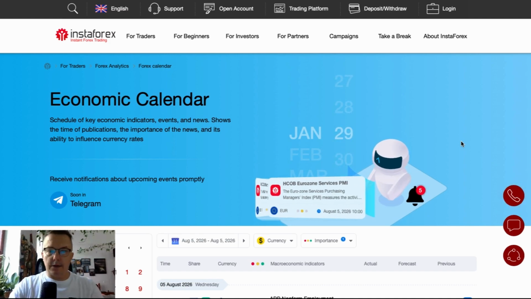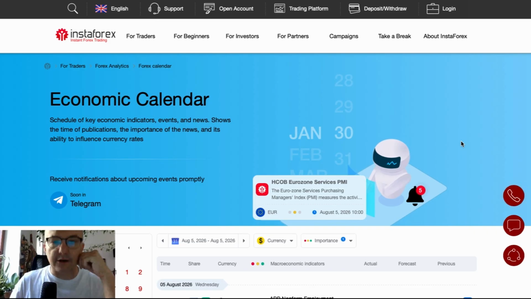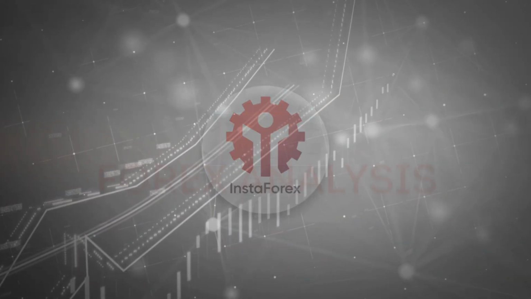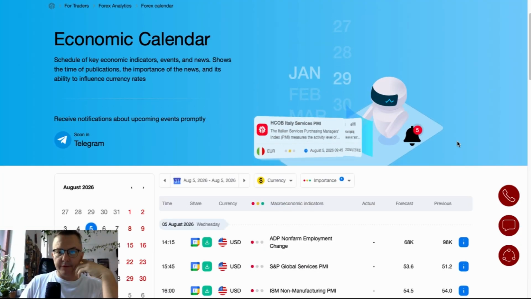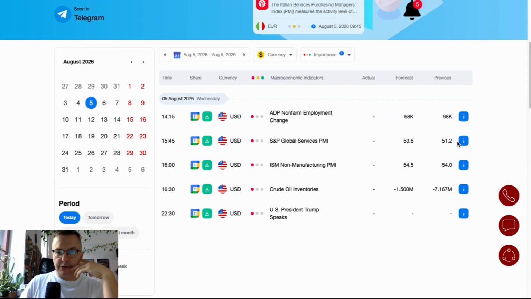Today is Wednesday, August 5th, 2026. Let's take a look at the economic calendar for today. What do we have here? ADP non-farm employment change scheduled for release at 2:15 from the USA. S&P Global Services PMI data scheduled for release at 3:45, and at 4 o'clock non-manufacturing PMI data are scheduled for release. 30 minutes later, crude oil inventories are scheduled for release, and at the end of the day, we got a speech from the US President Donald Trump. So as you can see, all of this data are from the USA, and those data might have a high impact on the market behavior.